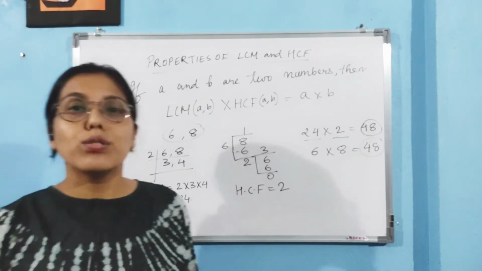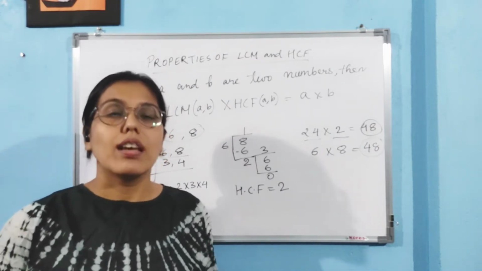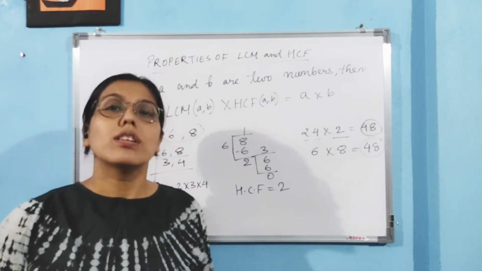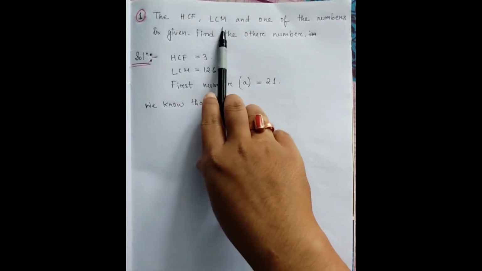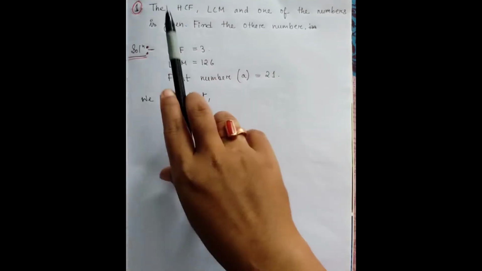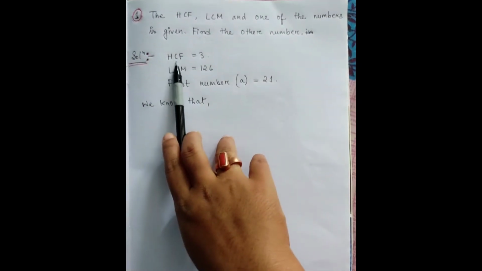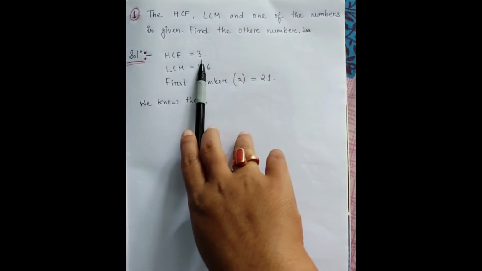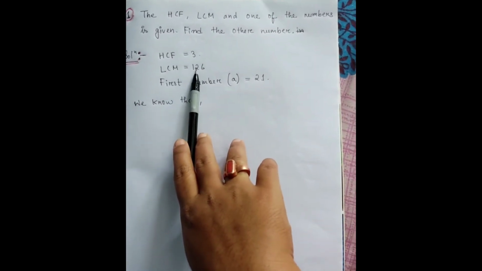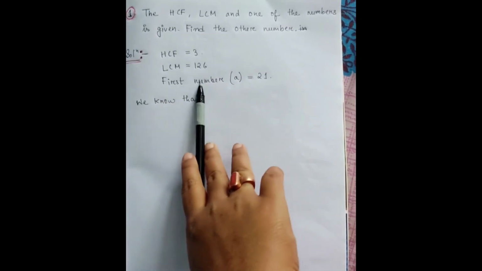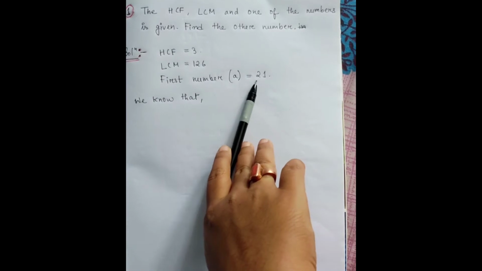Now we will do applications of LCM and HCF in real numbers. That means we will do now the word problems. Our first question is, the HCF, LCM and one of the numbers is given. Find the other number. So here HCF is given as 3, LCM is given as 126, and the first number, which I have taken as A, is given as 21.